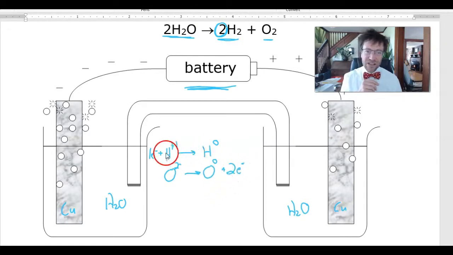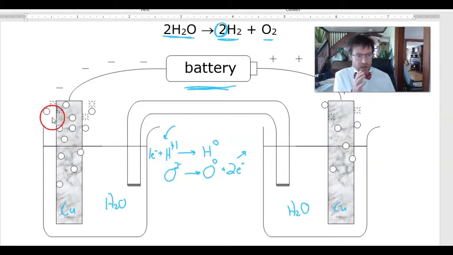Do you see how you need 2 hydrogens for every oxygen? Because if each oxygen spits out 2 electrons, we need 2 of the hydrogens to absorb both of those electrons, right? Now, just by looking at this, you can tell which side is going to be the hydrogen gas and which side is going to be the oxygen gas.